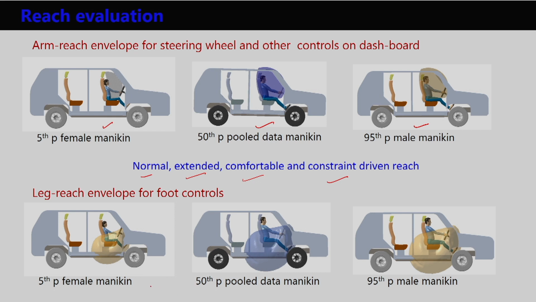In the lower panel, we have shown the leg reach envelope for the 5th percentile female mannequin, the 50th percentile pooled data mannequin and the 90th percentile male mannequin. This leg reach is important to understand, because based on that we can position the foot controls, and all those foot controls should be accessible by the various percentile digital mannequins, so that in a real scenario the driver population with varying dimensions from 5th percentile to 90th percentile leg dimension can access the foot controls while the seat is adjusted forward and backward within the seat track limit.